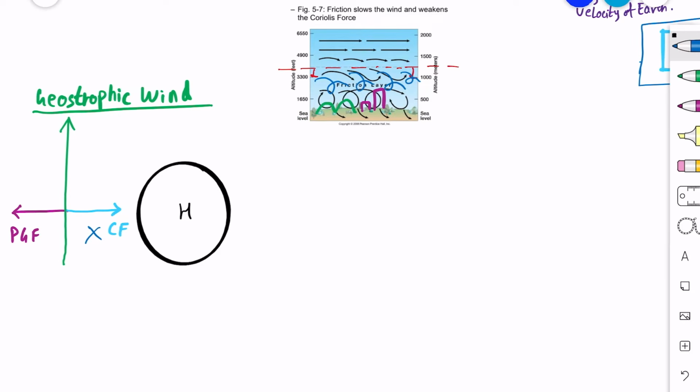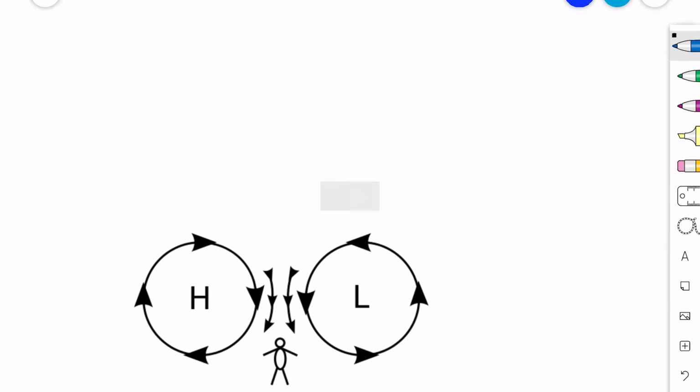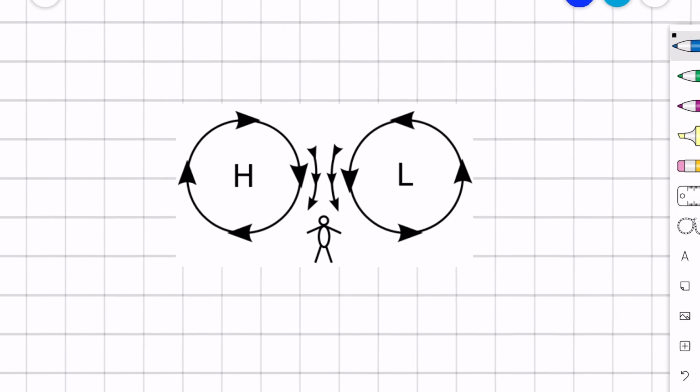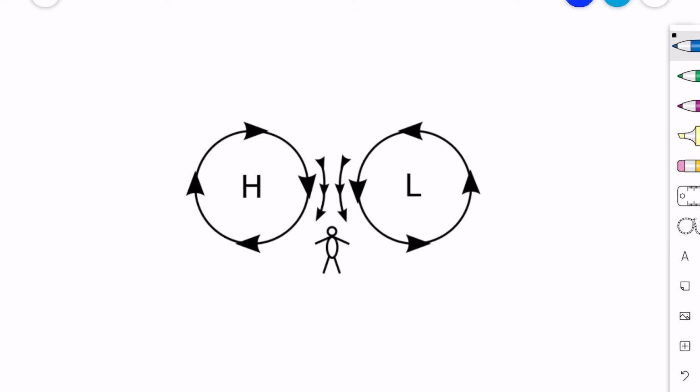So I'll just write some points about the geostrophic winds that we just discussed, and please make a note of it. Now let's talk about the Buys-Ballot law. The geostrophic winds give rise to this law, and it states that in the northern hemisphere, when your back is into the wind, the low pressure will be on your left side. And this is a very obvious thing. So it is in the northern hemisphere.